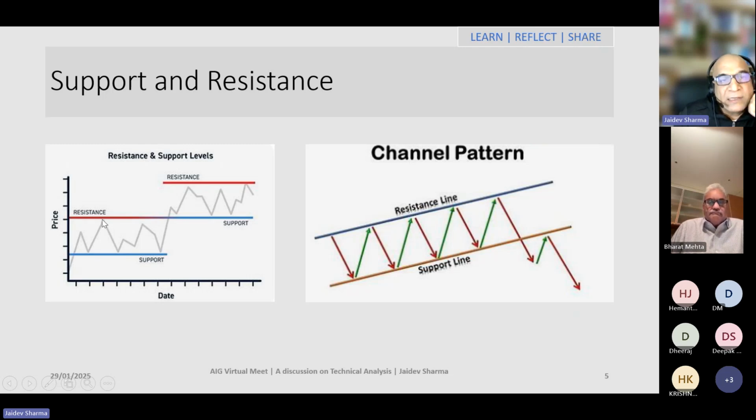Likewise, at the resistance point, there are more sellers, and when they outnumber the orders from buyers, price tends to go down. But one thing you have to remember, and it's quite an interesting concept, is that every time a resistance line or a support line is hit, it consumes those willing buyers.